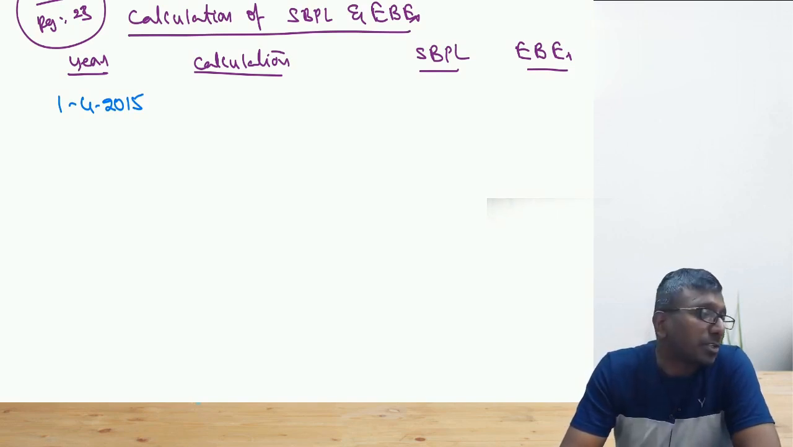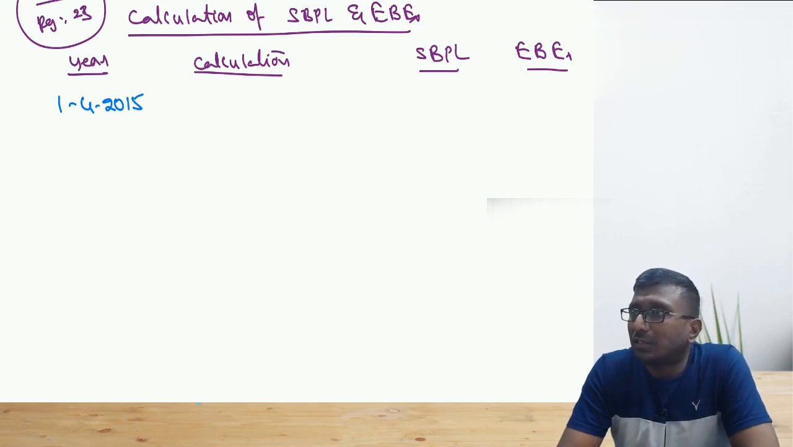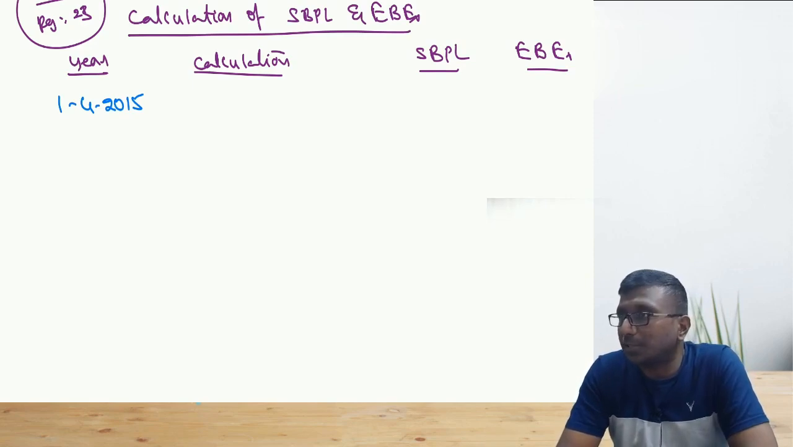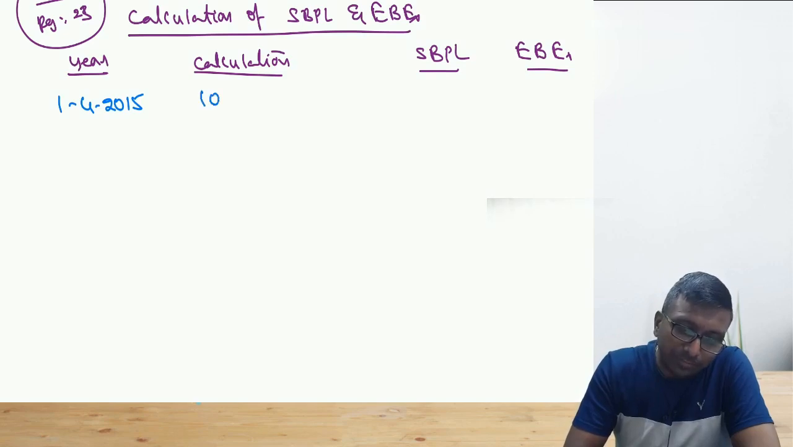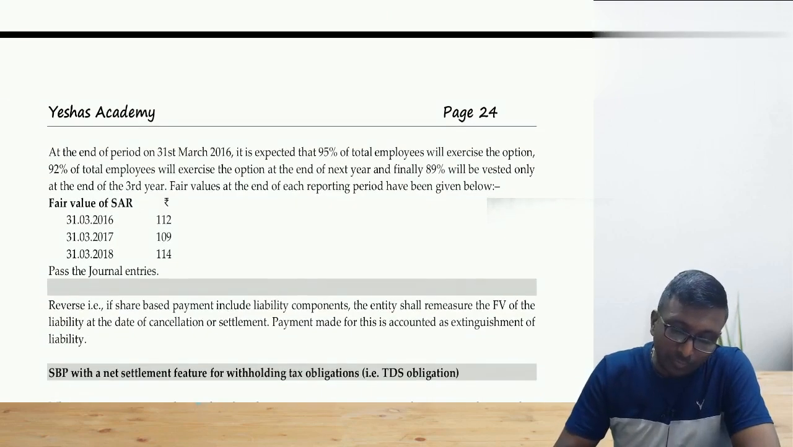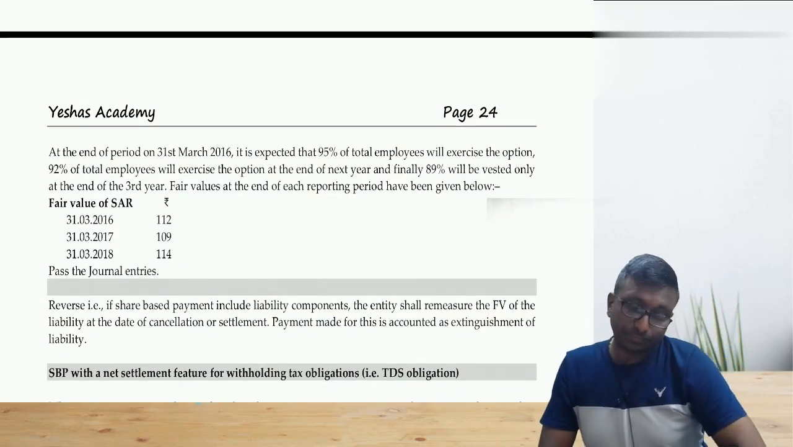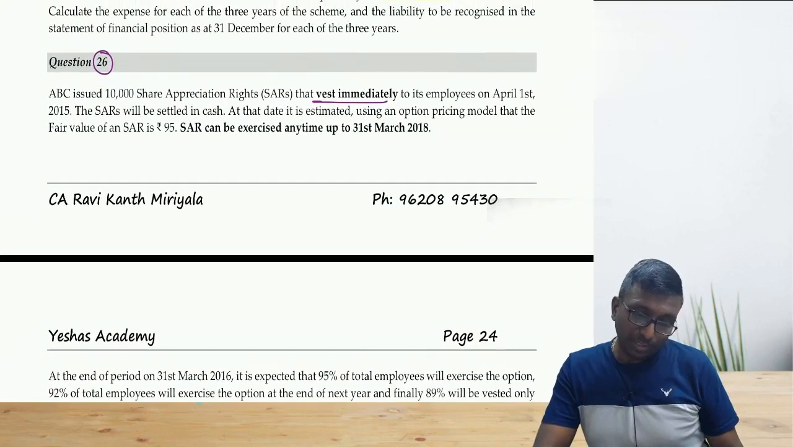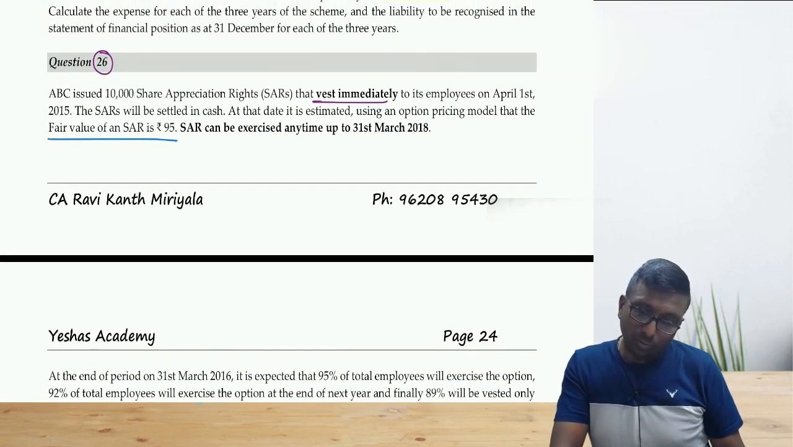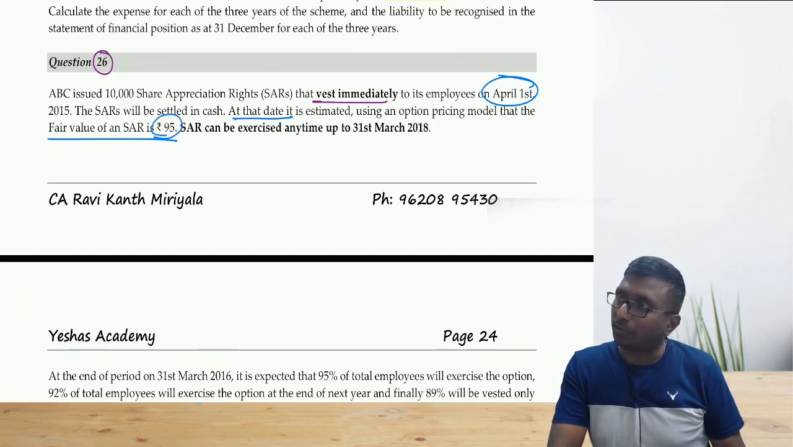Full expense. Full expense means how many options were given? 10,000, correct. But he said 95% only will satisfy. Correct, na? 10,000 into 95, sorry, what is the option price? One second, I'll read it. No, sir, fair value on this date. At that date, 1/4, fair value is equal to 95.